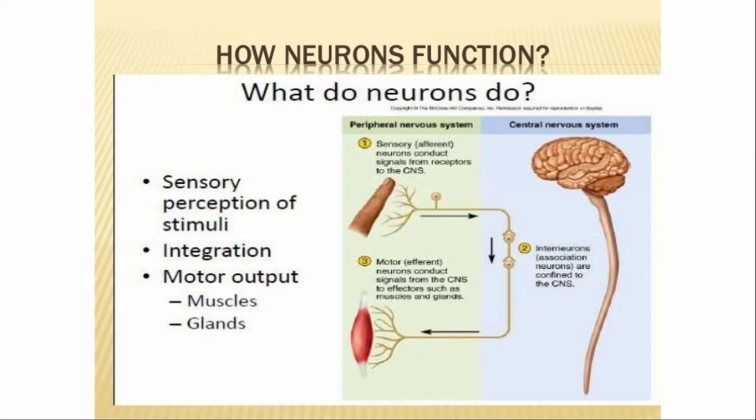So how do neurons function? First, sensory perception of stimuli. Second, integration. Third, motor output by muscles and glands. The first step is done by the peripheral nervous system. As I said, there are two types of nervous system, the central nervous system, CNS, and the peripheral nervous system, PNS. First, sensory neurons conduct signals from receptors to the CNS. Interneurons, association neurons, are confined to the CNS. Last is motor: neurons conduct signals from the CNS to effectors such as the muscles and glands.